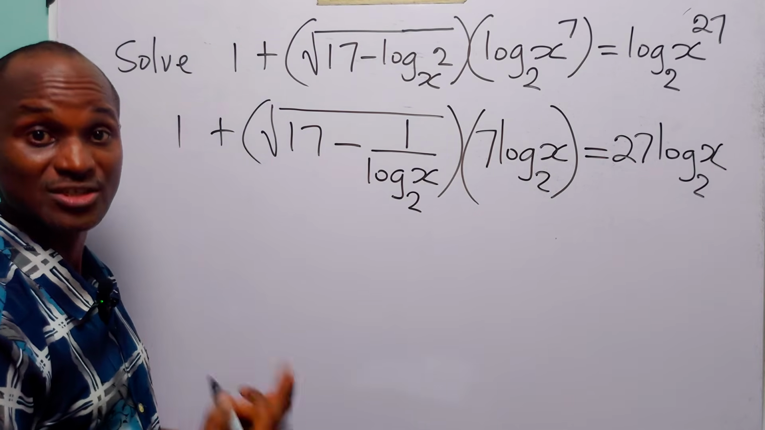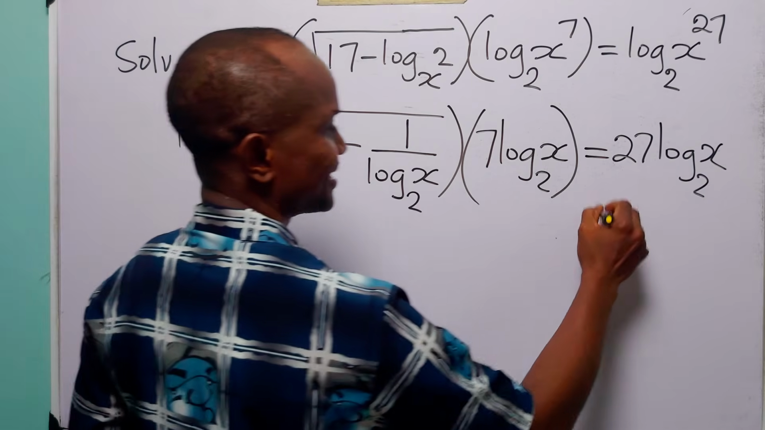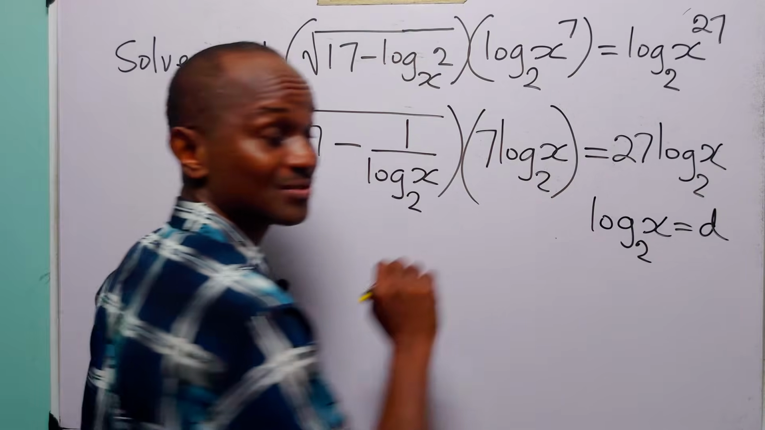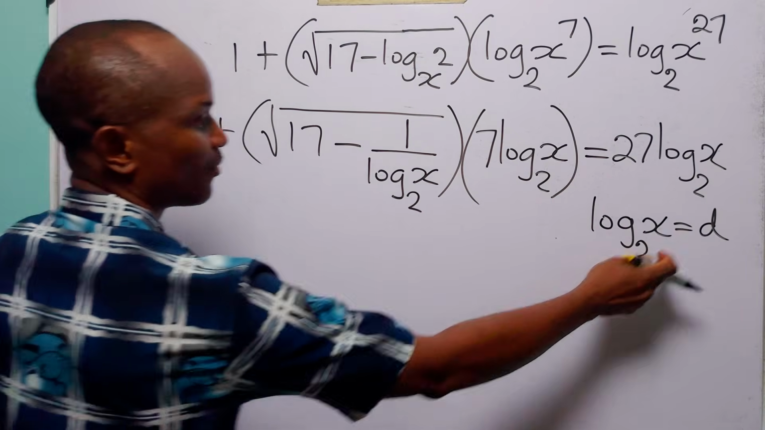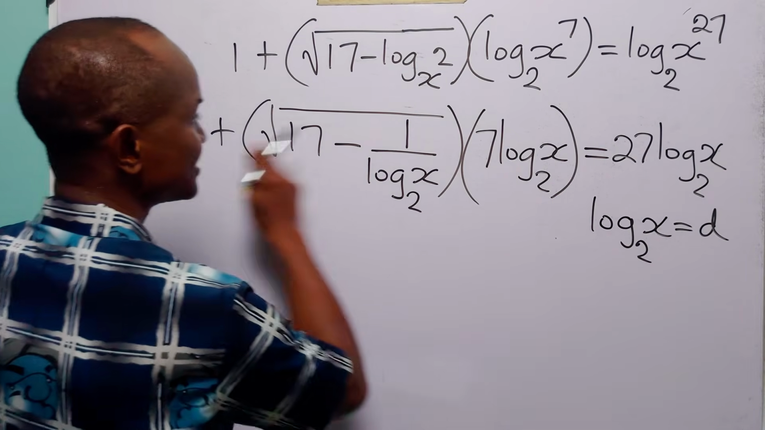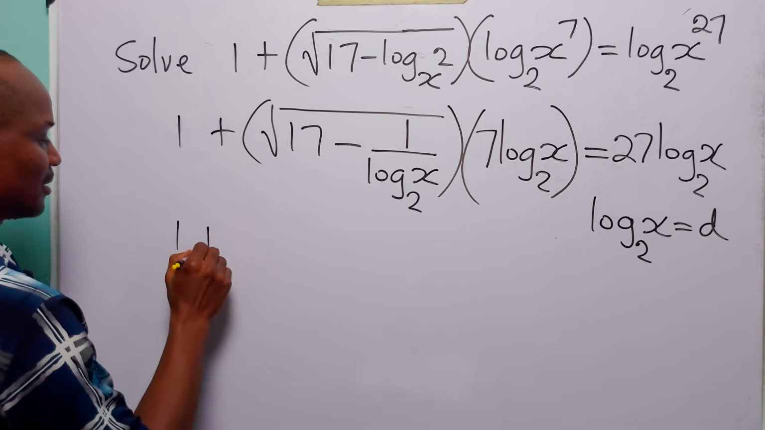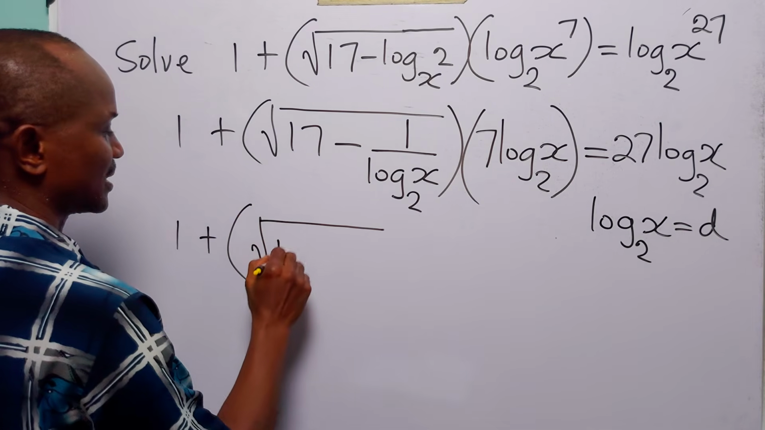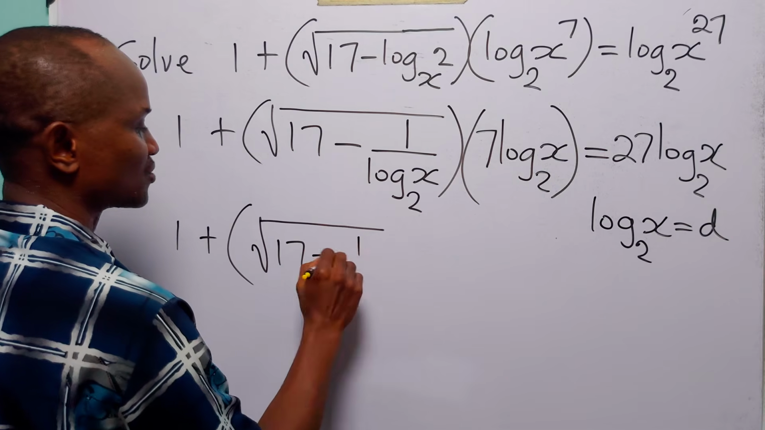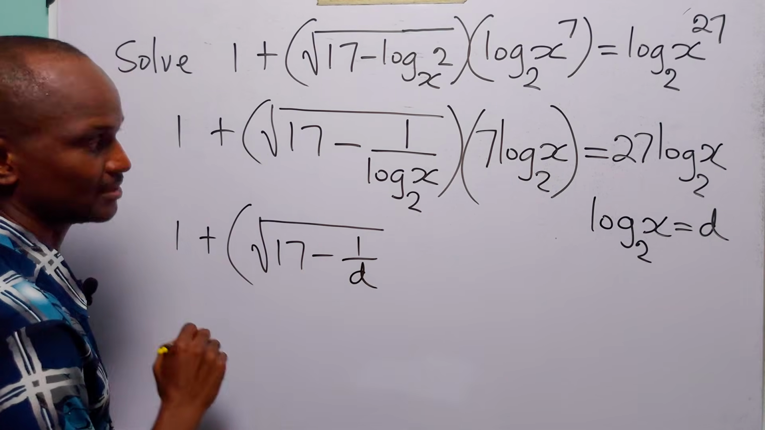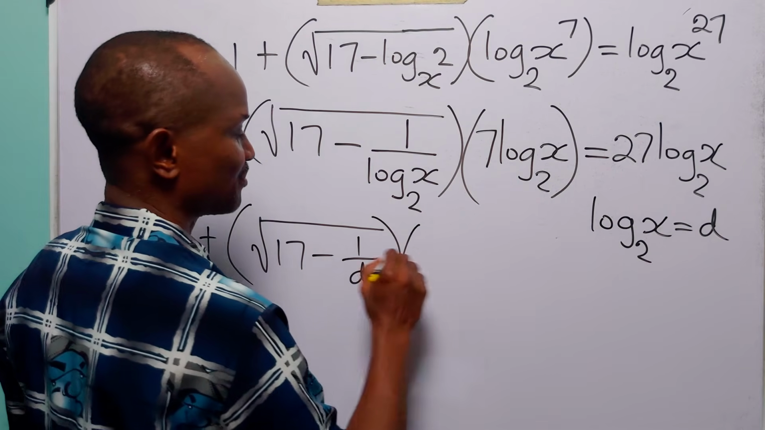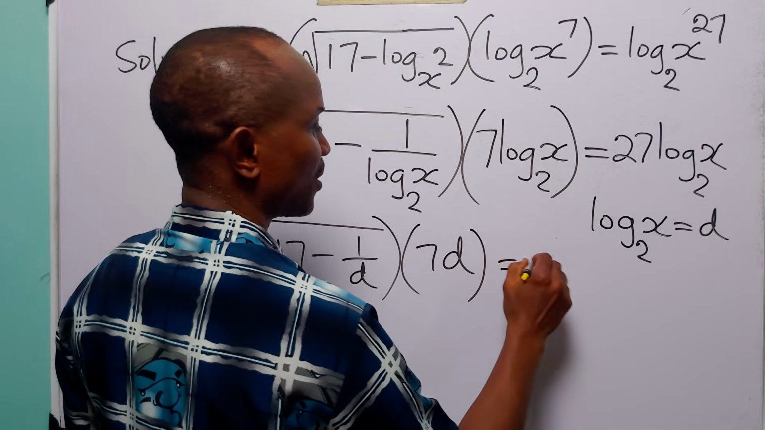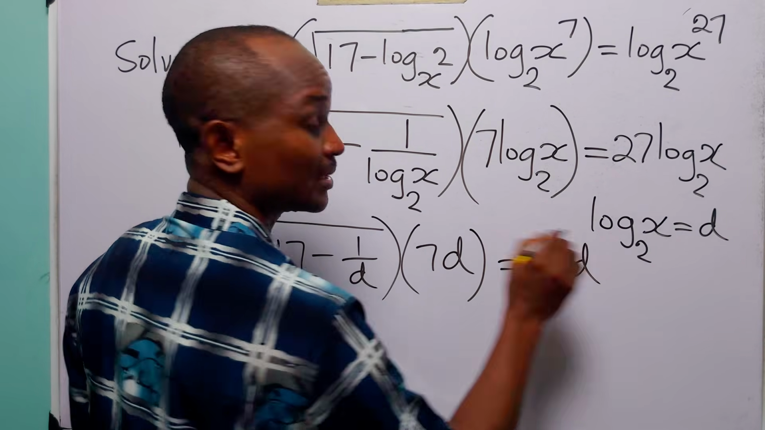So we need to do a substitution. So let log to base 2 of x be equal to the letter d. Now with this substitution, we can write this equation as 1 plus root 17 minus 1 over d, multiplied by 7d, is equal to 27d.